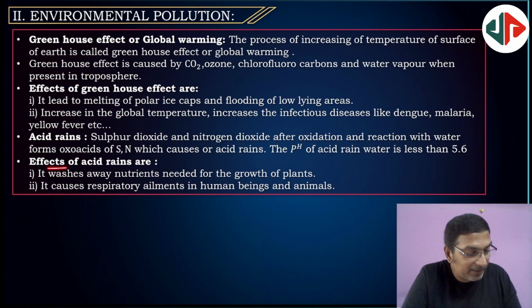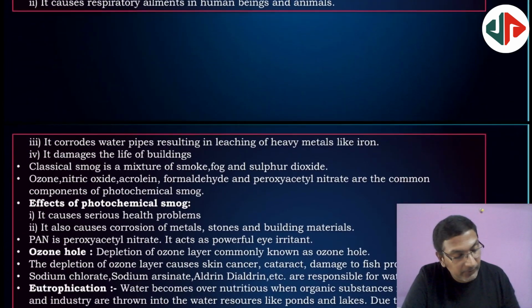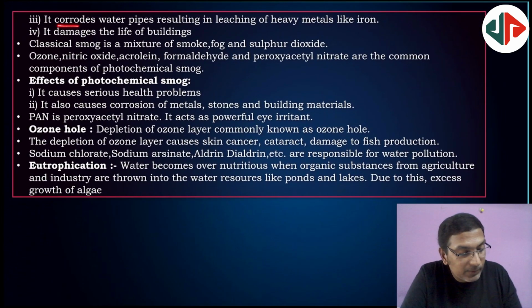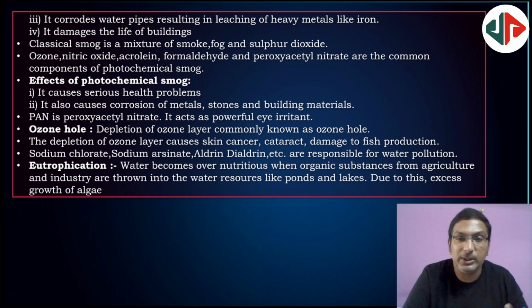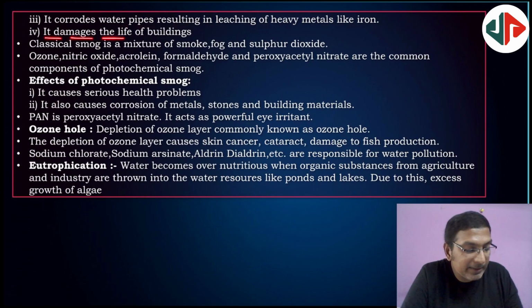Next, effects of acid rains. It washes away nutrients needed for growth of plants. Next, it causes respiratory problems in human beings and animals. Next, it corrodes water pipes, resulting in leaching of heavy metals like iron. Leaching means dissolution. Next, it damages the life of buildings.